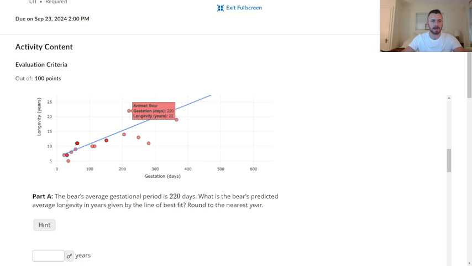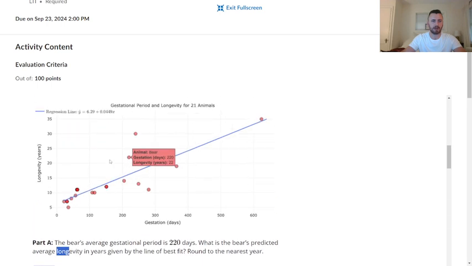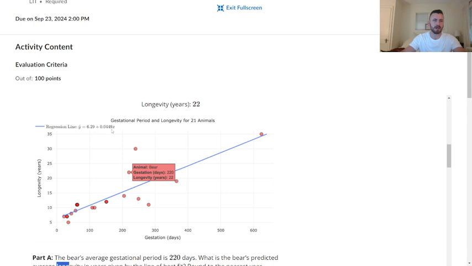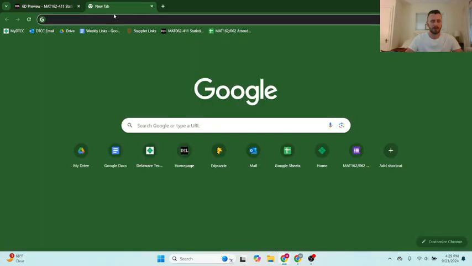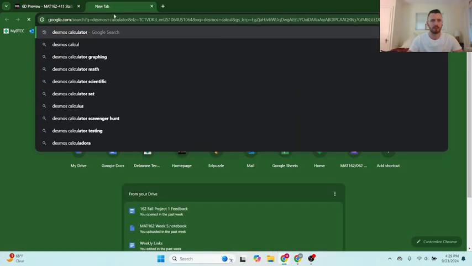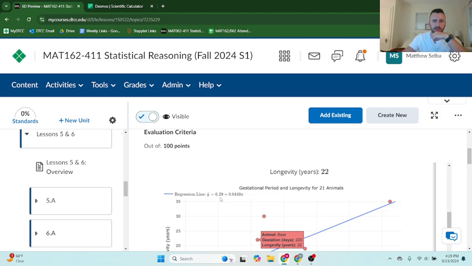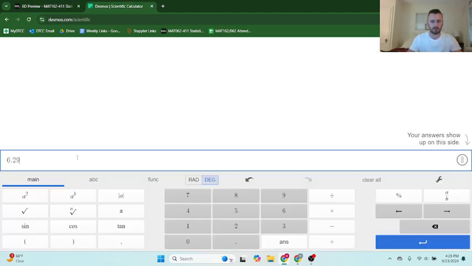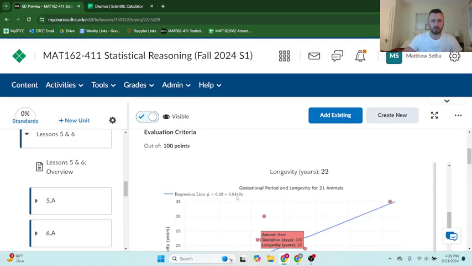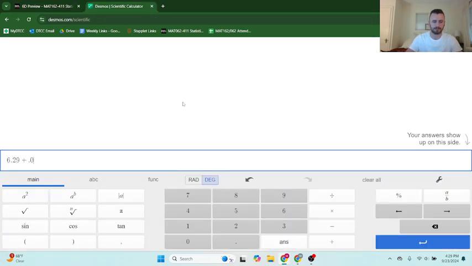First of all, it says the bear's average gestational period is 220 days. What's the bear's predicted average longevity in years given by the line of best fit? Just follow the hint and make sure you use the equation of the line of best fit, which is given here: 6.29 plus 0.0449x. So I'm going to go to my Desmos calculator and type that equation in: 6.29 plus 0.0449, and then we're going to plug in an x value.